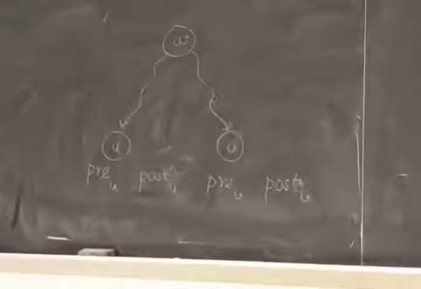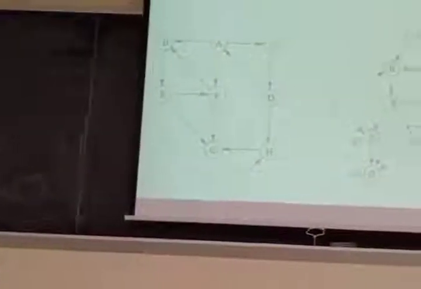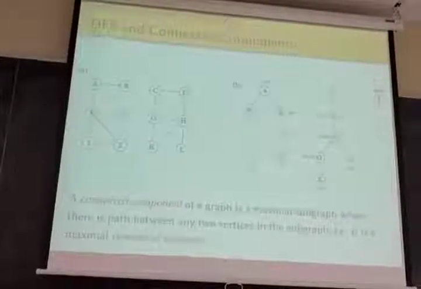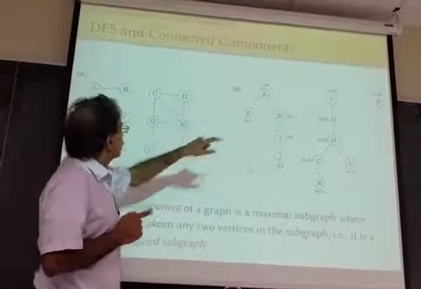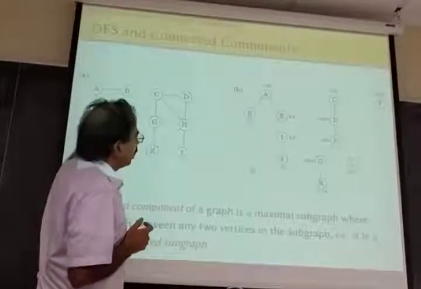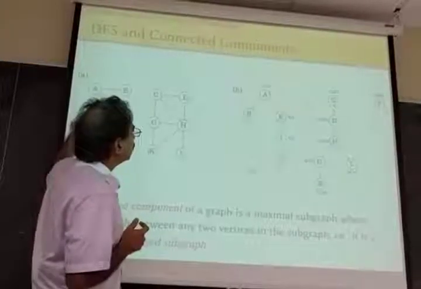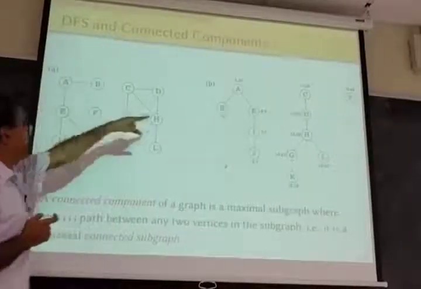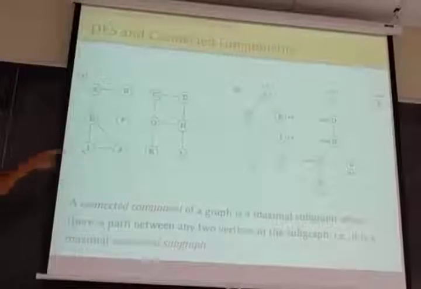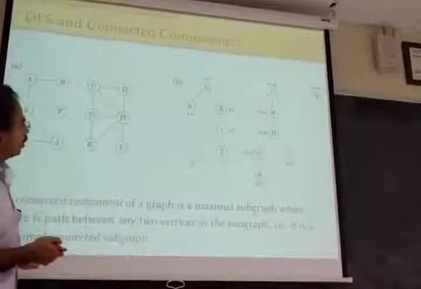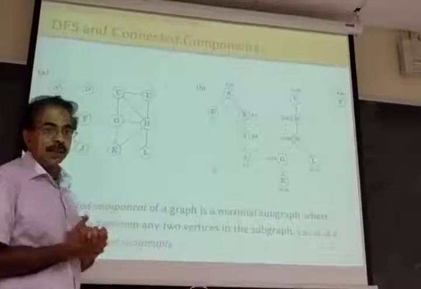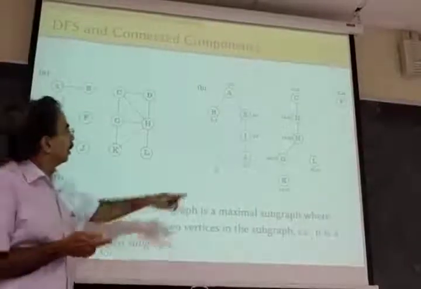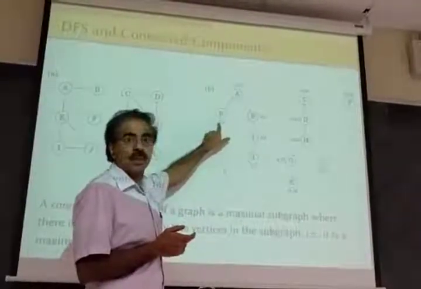Okay, so let's go back to this picture. This is a DFS of this graph, right? And in addition, you have the pre and post numbers attached to each of the nodes, right? So you start at A, therefore its pre number is going to be 1, and then from there you visit B, right? So its pre number is going to be 2.